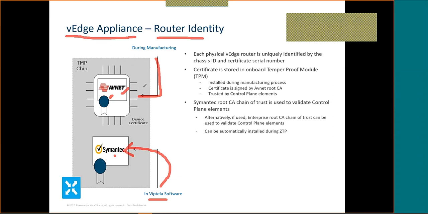So the point I mean to say here is that trusting will be the second component, but vEdge appliances will have the inbuilt certificate, which is signed by the AvNet certificate authority. Each physical vEdge router is uniquely identified with its chassis ID and then certificate serial number, and the certificate is stored in an onboard tamper-proof module during the manufacturing process. The certificate is signed by this and trusted by other controllers. So the Symantec root CA chain, which is available from Viptela software, is what we try to use in it.